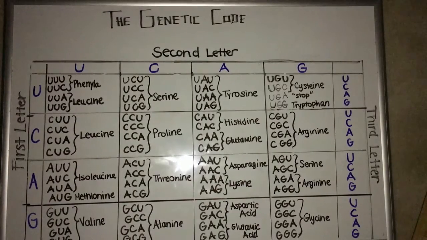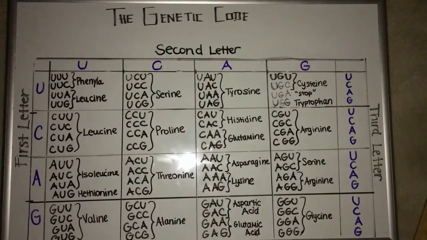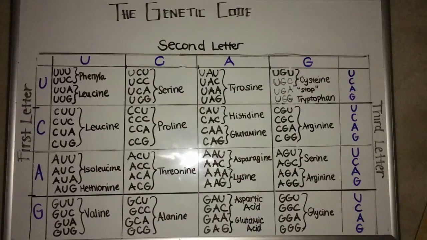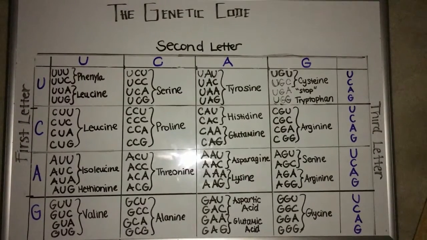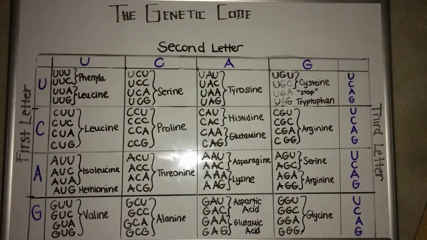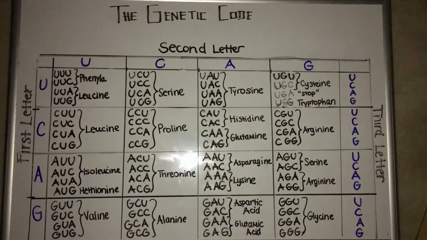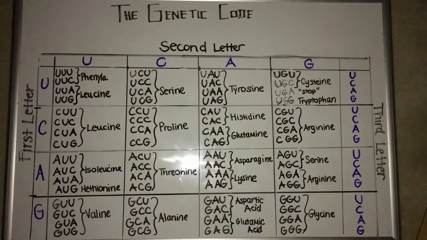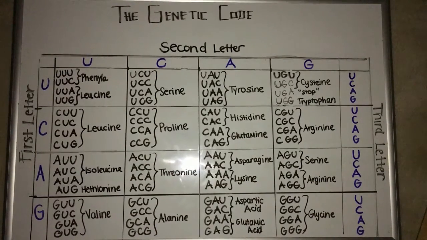Deciphering the genetic code. Each codon is made of 3 nucleotides, and each codon codes for an amino acid. There are 64 possible sequences of codons that can be made with the 4 bases. These 64 codons code for a total of 20 amino acids. In order to identify which codon codes for which amino acid, look at the drawn chart.